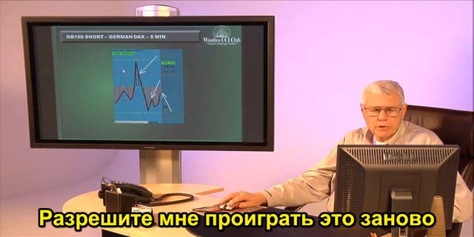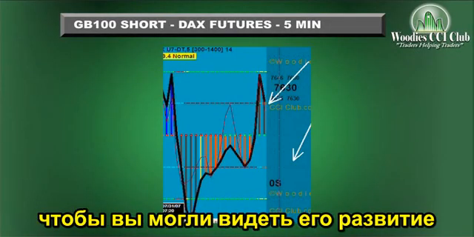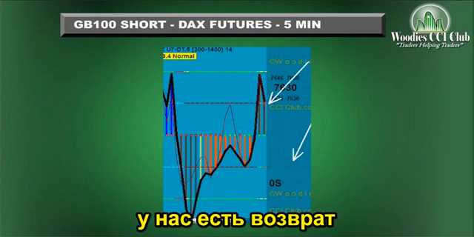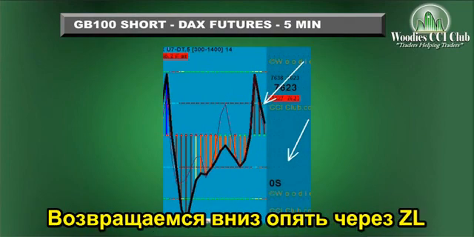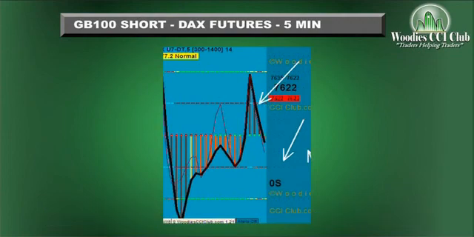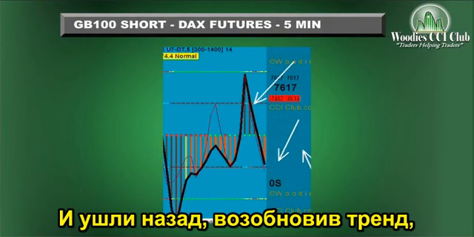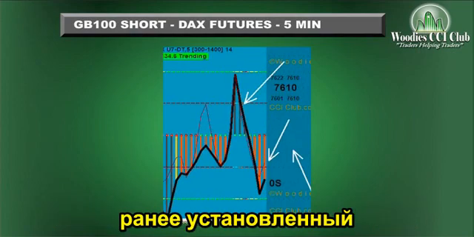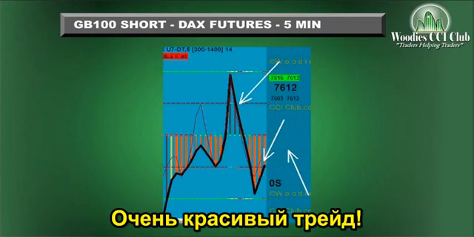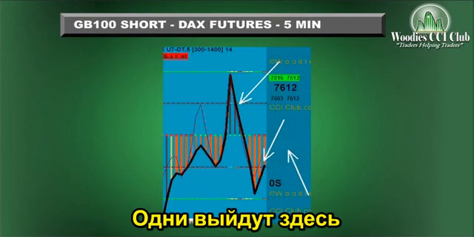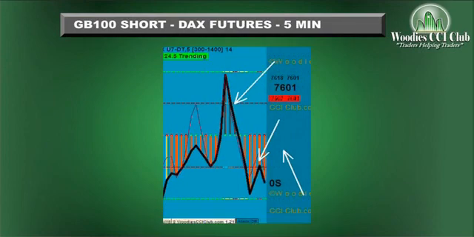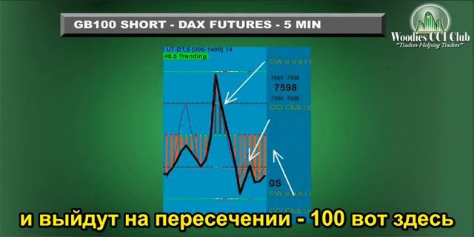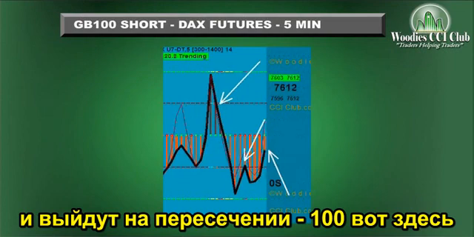Let me go play that back again so you can see it develop. We had a nice downtrend. We had a pullback, just went up a little too far, coming back down through again, and went back, resumed the trend that was established before for a nice trade. Some people got out here. Some people will stay in the trade a little longer, and it will get out crossing back through the minus 100 here.